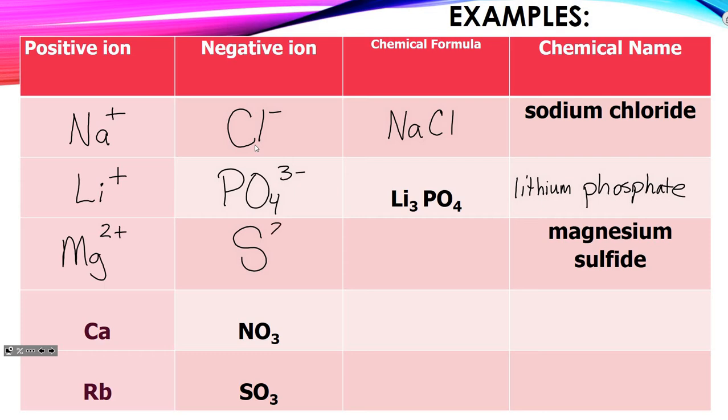2. Good. So I'm going to put a 2 minus. I have a 2 plus and a 2 minus. They're going to cancel out and make 0 by themselves. I don't do anything, so I just smash them together. M, G, and S.